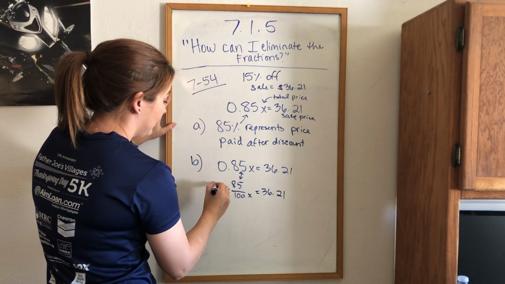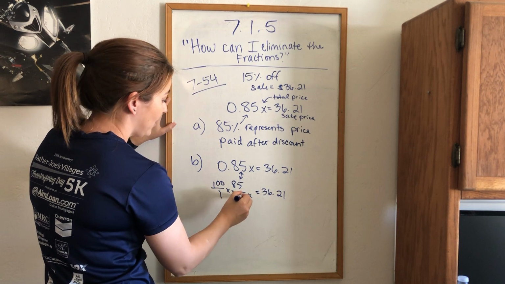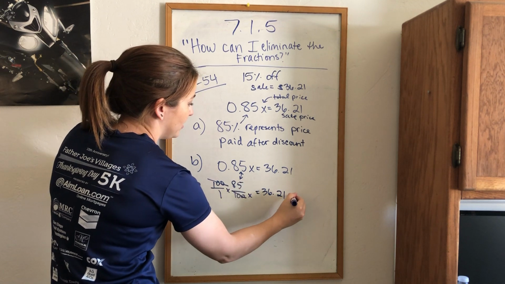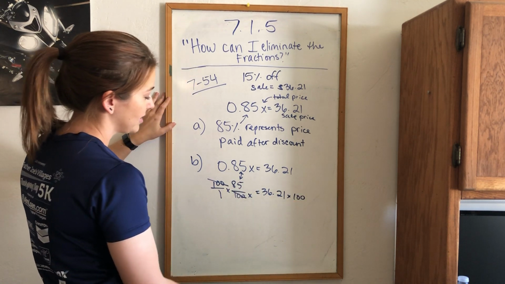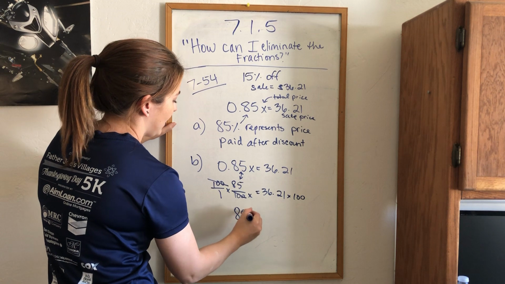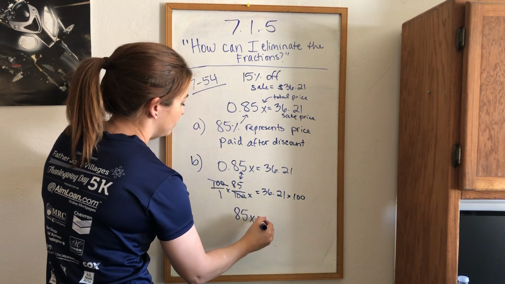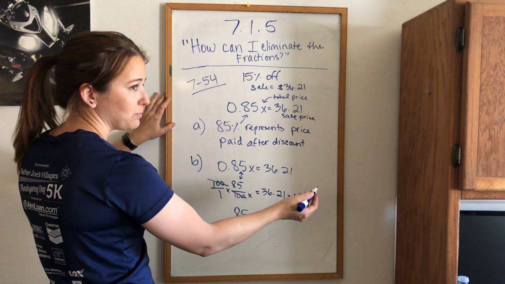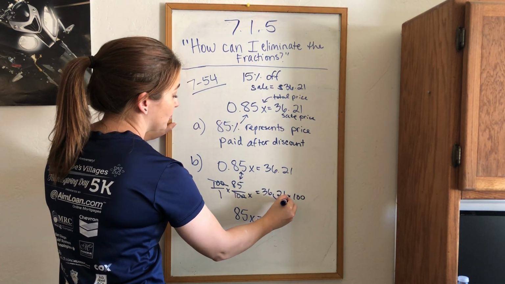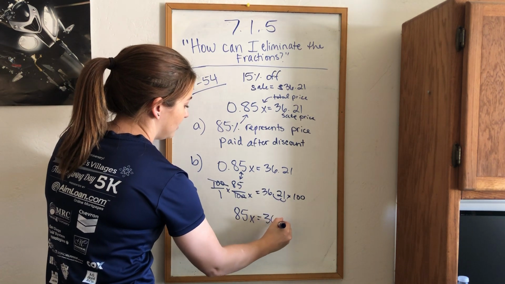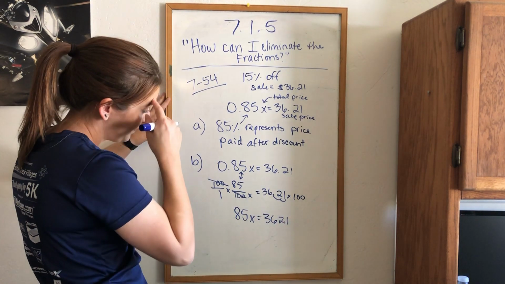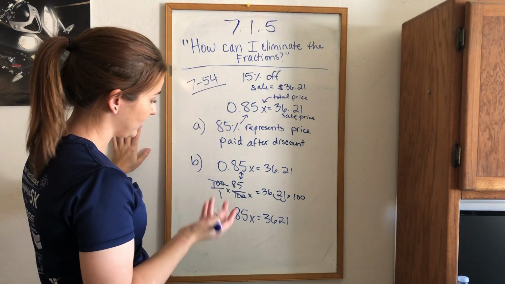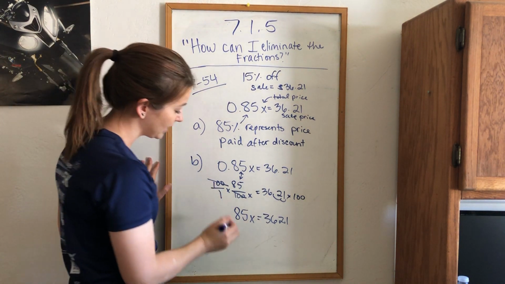I'm going to multiply each side by 100, because that's going to cancel out that 100 and make it a whole number. Then I'm going to multiply that side by 100 to balance it out. So now I bring down that 85x, because that's all that's left. And then 36.21 times 100, I don't even have to bring out a calculator. Just move the decimal over to the right twice, because you're multiplying by 100. And now it's a lot easier to solve with these whole numbers.